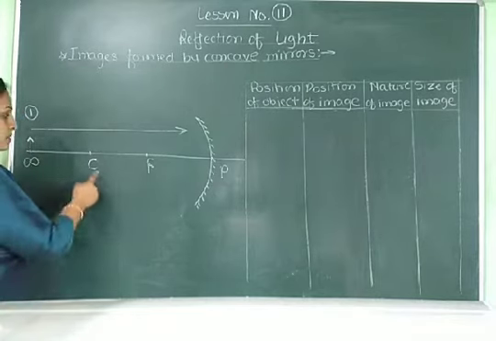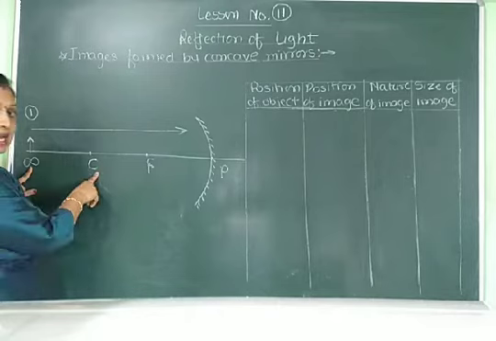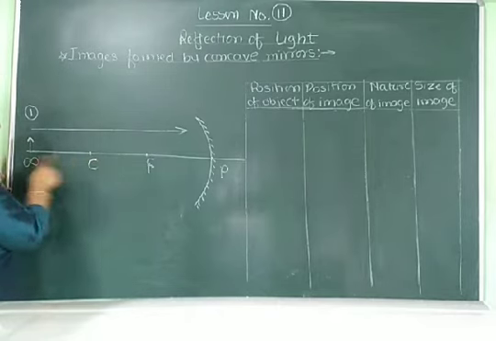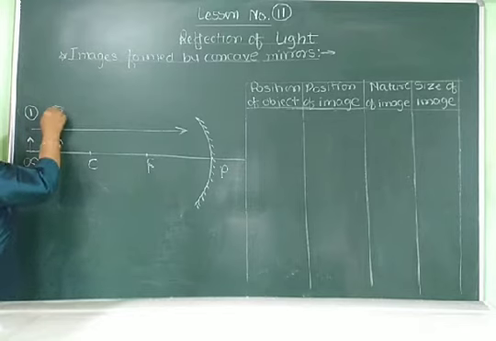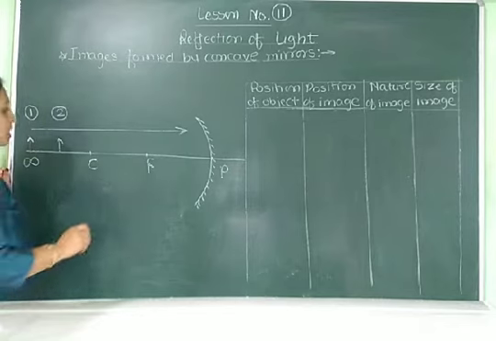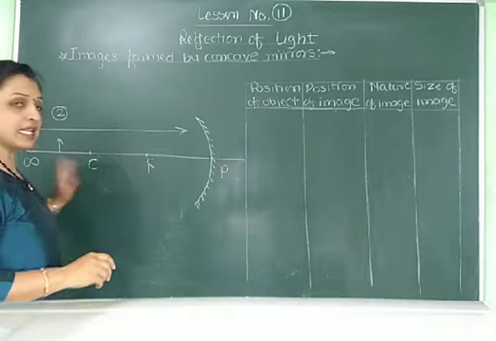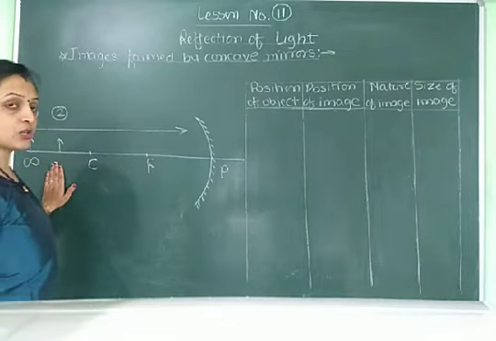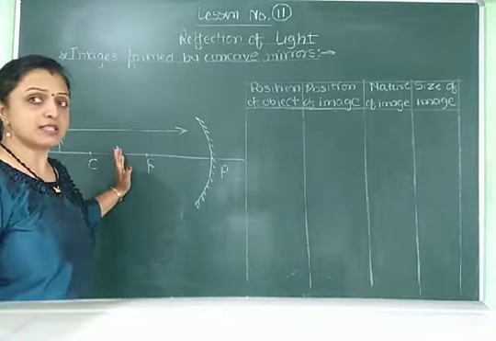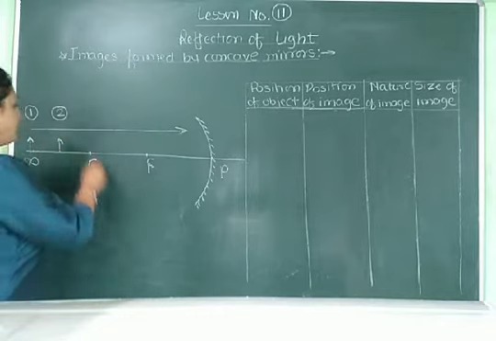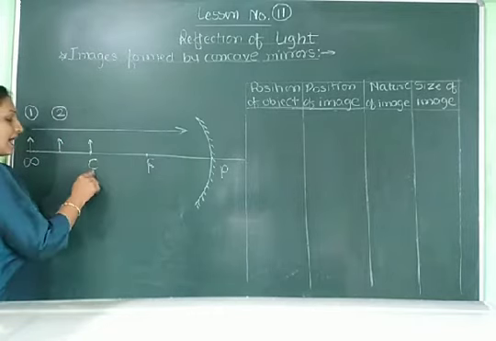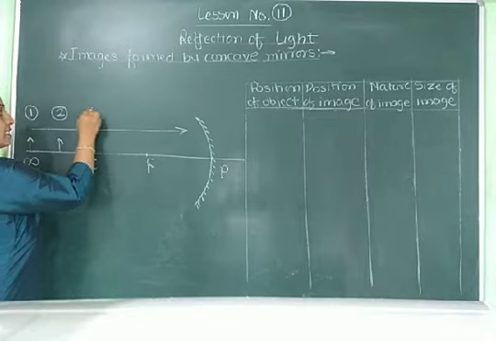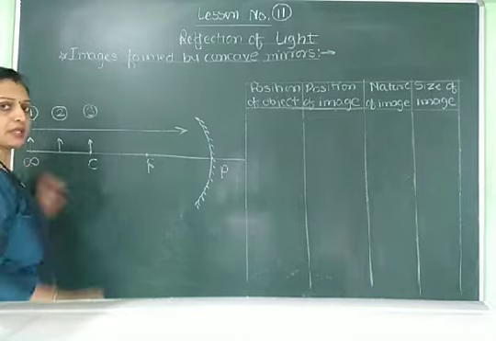If we place the object between infinity and the center of curvature, it means in between these two, suppose here, then that is considered position number 2. You can also say beyond the center of curvature. This position is also called beyond the center of curvature. If we place the object at the center of curvature, then that is considered position number 3.